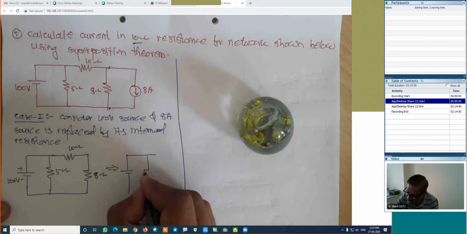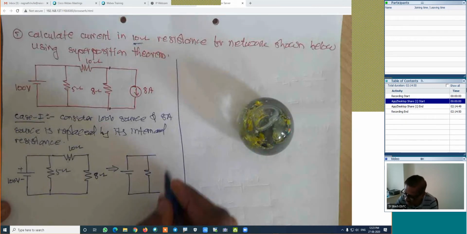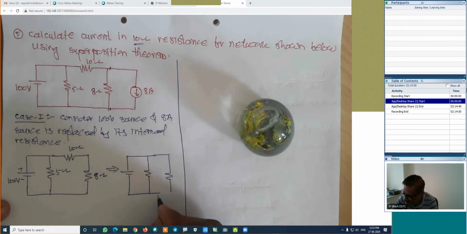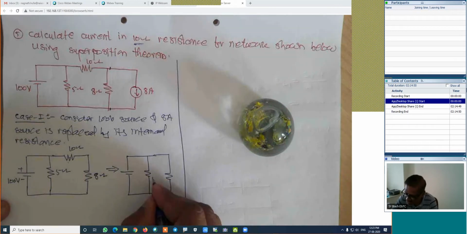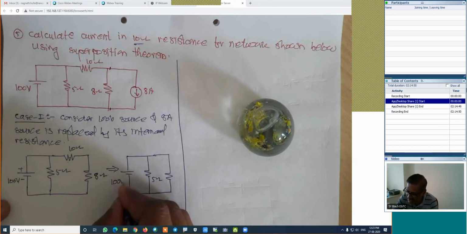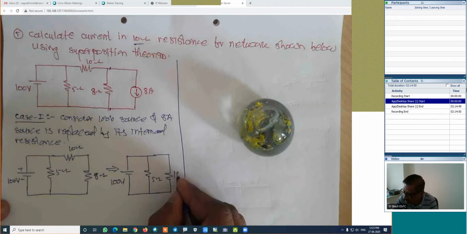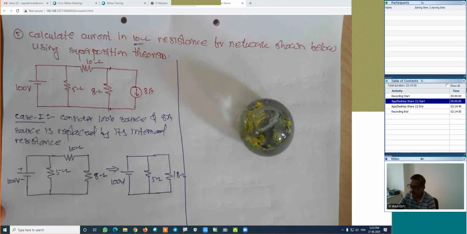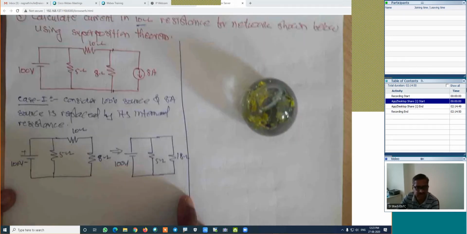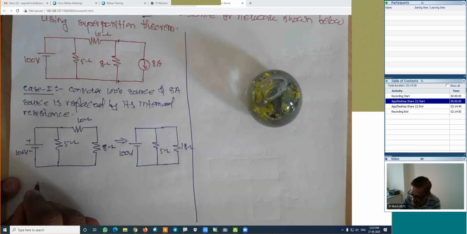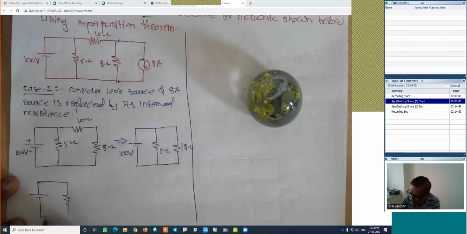The 5 ohm will remain as it is here. Next, the two resistances are in series. This is 5 ohm as it is, this is 100 volt, and this is 10 plus 8, which is 18 ohm. Then these two are in parallel combination. Then its next figure will be something like this, for case 1. These are the two in parallel. This is 100 volt, plus and minus. How much is the parallel combination? I can write here directly.